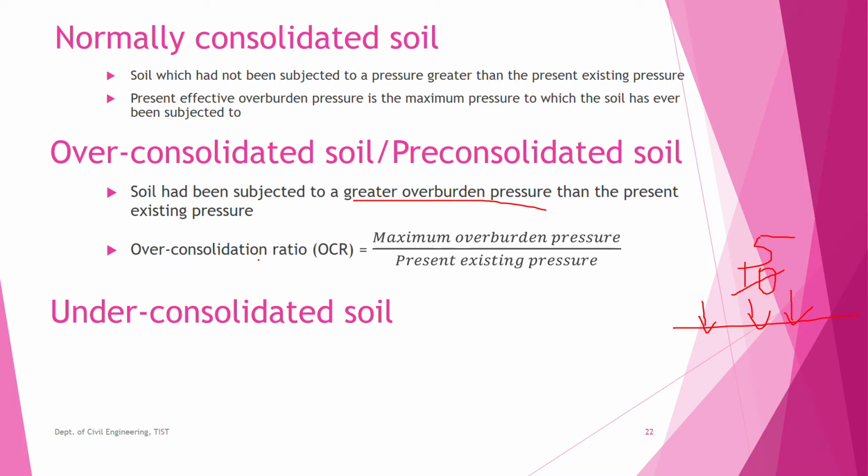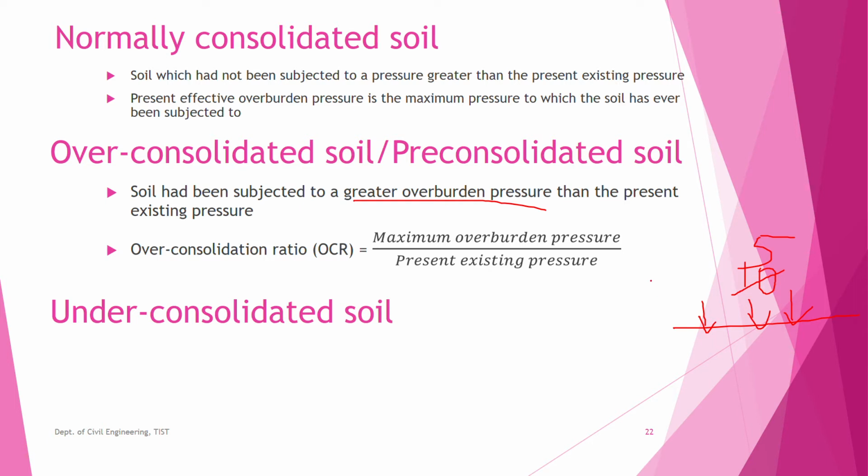Now we have a term known as over consolidation ratio, OCR, which is the maximum overburden pressure divided by the present existing pressure. So in this case, what is OCR? What is the maximum overburden pressure? It is 10. And what is the present existing pressure? It is 5. So 10 by 5 will be the OCR for this soil.